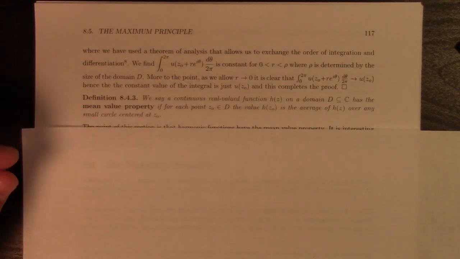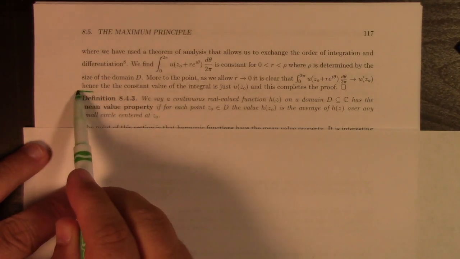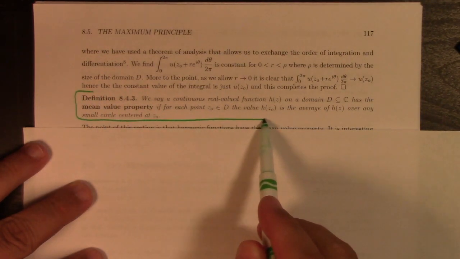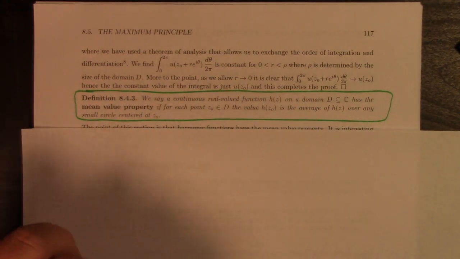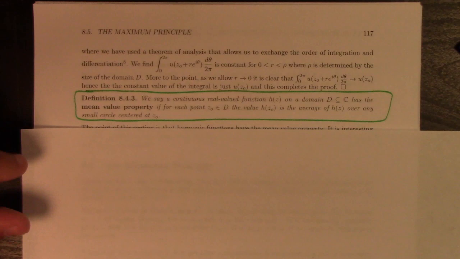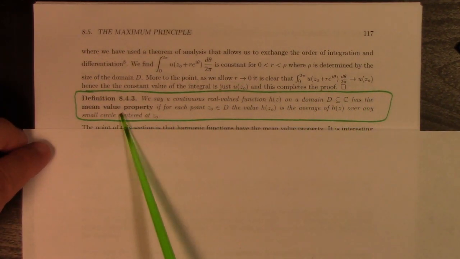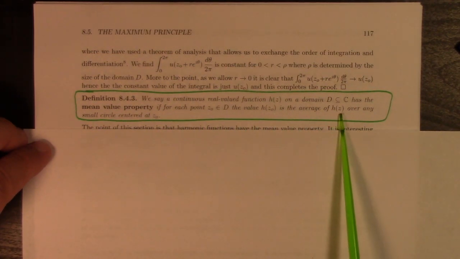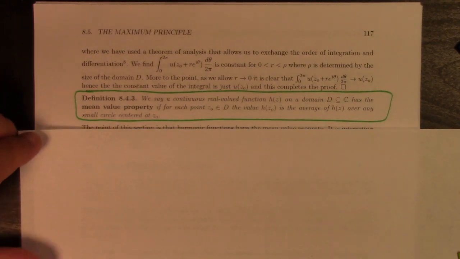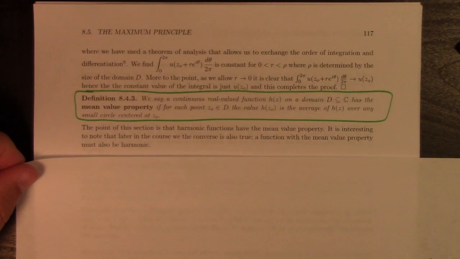So more generally, functions which have this property are said to have the mean value property, and here's the property, because it's yet another characterization of a function being complex differentiable. All right, so we say a continuous real valued function h of z on domain D has the mean value property if for each z naught in D, the value of h of z naught is the average of h of z over any small circle centered at z naught. Again, this is the mean value property. And the point of this section is that the harmonic functions have the mean value property.